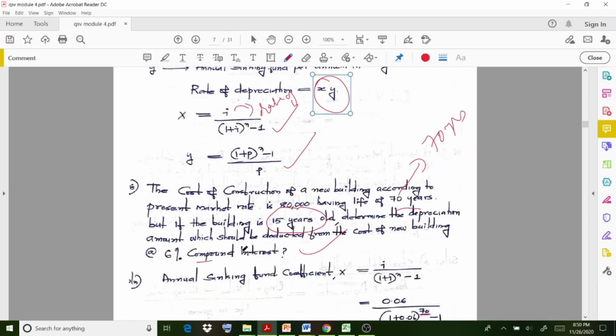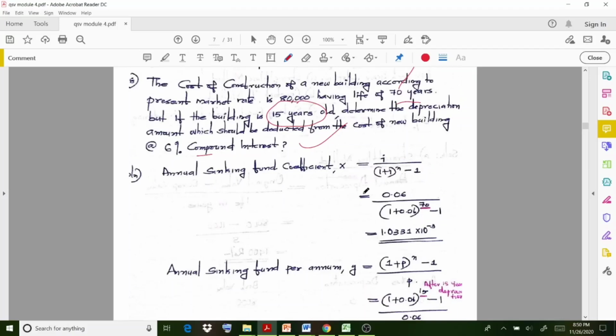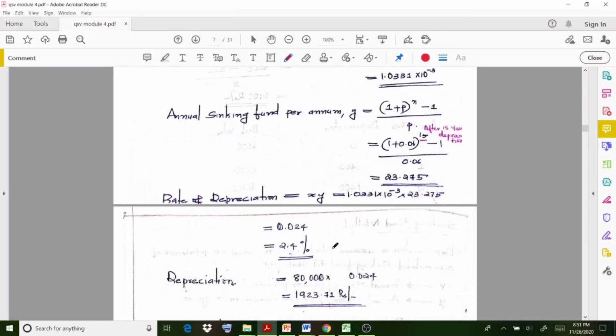The rate is given as 6%. So you can directly substitute: this annual sinking fund coefficient X is going to be I divided by (1 plus I) all raised to N minus 1. If you substitute those values, you will get 1.03110 raised to minus 3. Then the annual sinking fund per annum is going to be Y. If you substitute those values, you will get 23.275. After that, the rate of depreciation is obtained by multiplying both values. So you will get 0.024, that is 2.4%.